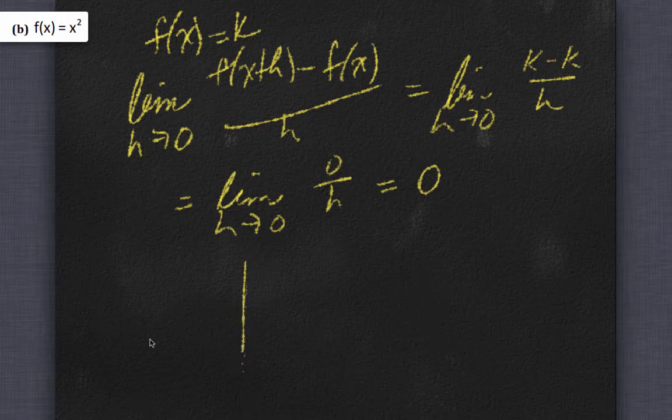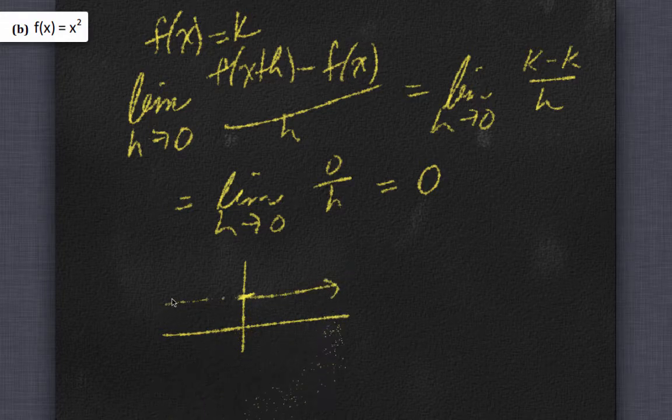But here's a graph of f(x) equal to k, so suppose this is k right here, then the horizontal line going like that is f(x) equal k. So of course the slope everywhere is 0 because it's just horizontal all the time.